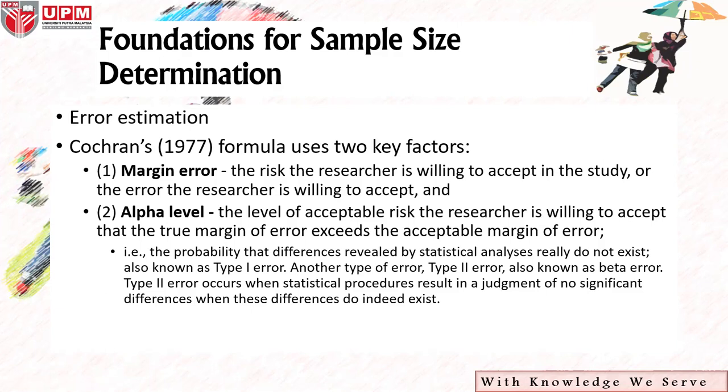Okay, so in which according to Cochran, there are two key factors. The first one, margin of error. Okay, margin of error. Margin of error referring to the risk the researcher is willing to accept in the study or the error the researcher is willing to accept.